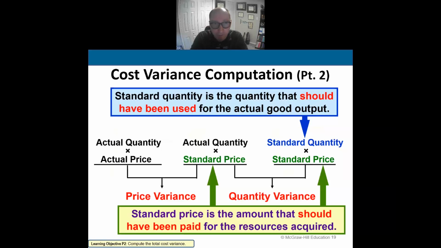And again, it's important to understand what the variances are because as managers, we need to then decide whether we need to take corrective action to resolve any types of variances. The standard quantity is the quantity that should have been used for the actual good output. Remember, the word standard means what it usually is. Standard price, oh, that's normally what I paid for that unit. The standard quantity, oh, that's the normal amount I usually get.